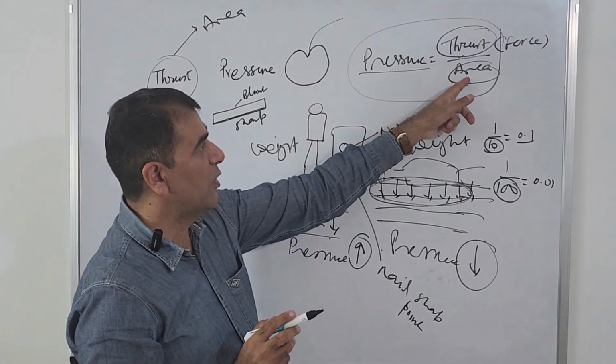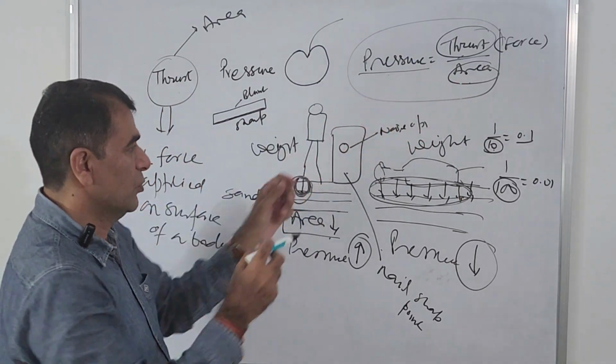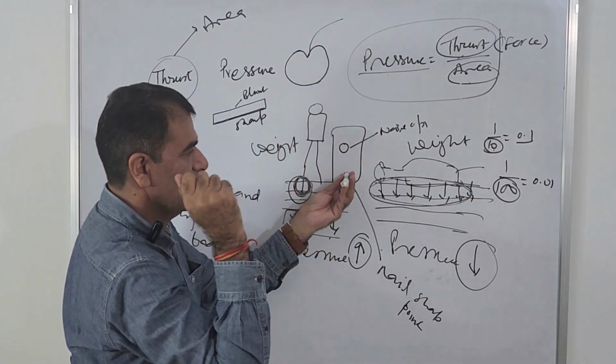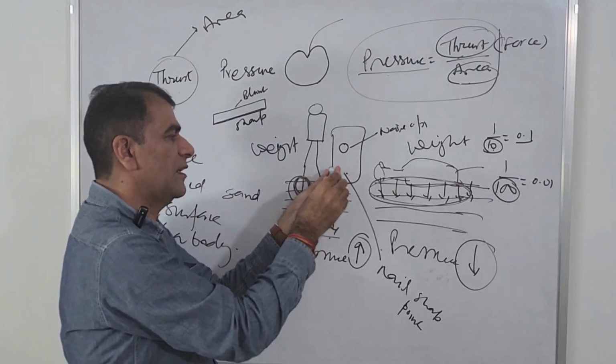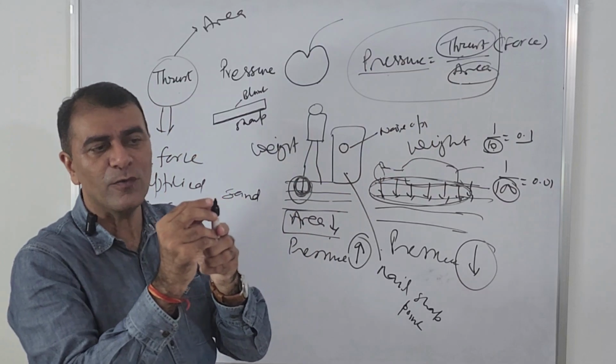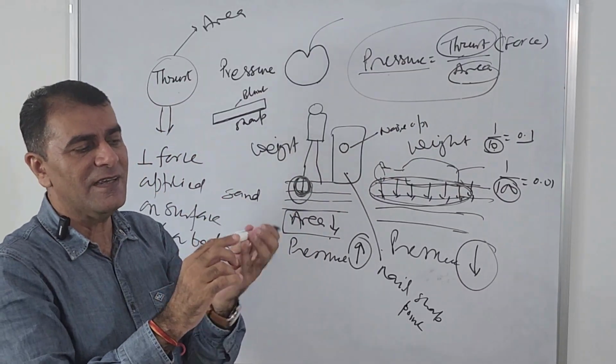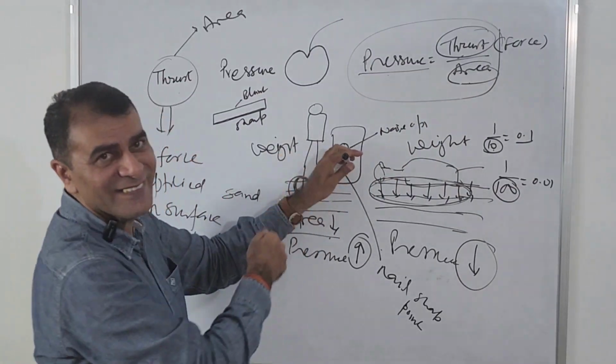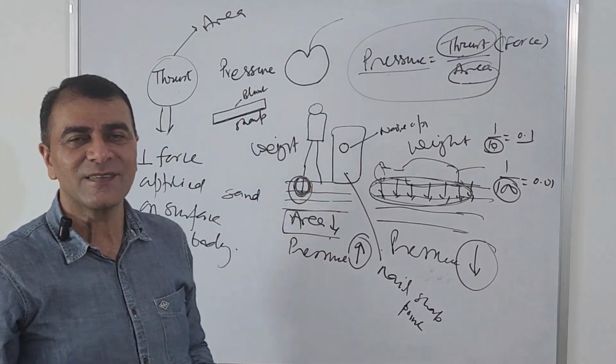When the area is small, pressure will be large. So when you use a hammer like this, the nail will go easily into the wall because of high pressure due to the low area of contact. But when the area is large, you cannot do it like this. You will be called stupid.